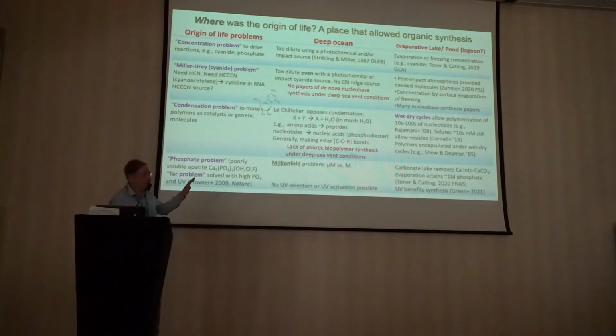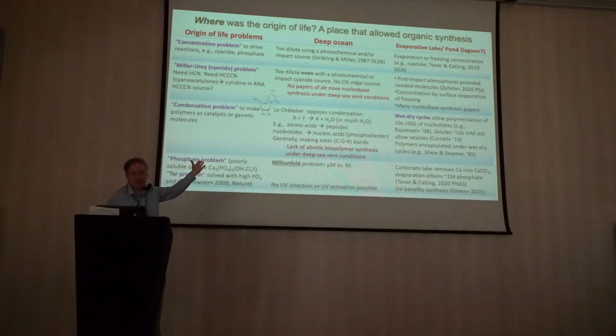And this is kind of a complicated table, but basically what it does is it looks at problems in the origin of life, how they don't work in the deep ocean, and how they do work in a surface environment. So one of the problems is that you need to have concentrated reactants to drive a reaction from the left to the right. And the ocean is obviously very dilute. But a lake or something like that can evaporate and can concentrate reactants. If we need cyanides and they're present in the atmosphere, they need to go into solution and be concentrated, and the ocean ends up being problematic.